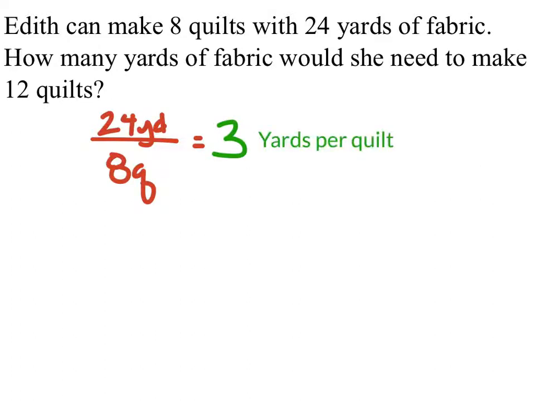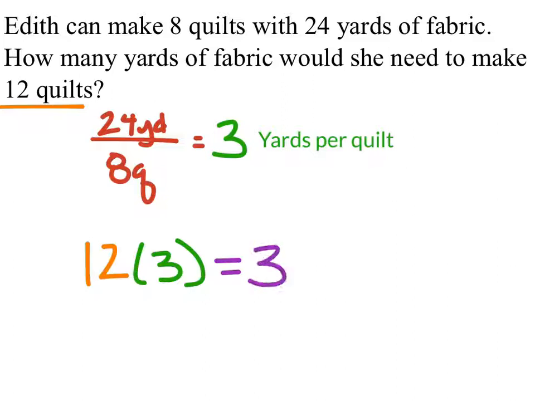Now, if it's 3 yards for 1 quilt, and we want to make 12 quilts, then it's the same as taking the 12 and multiplying it by 3. It's 12 groups of 3 yards, which is 36. I don't know where I got the 24 from. 36 yards.